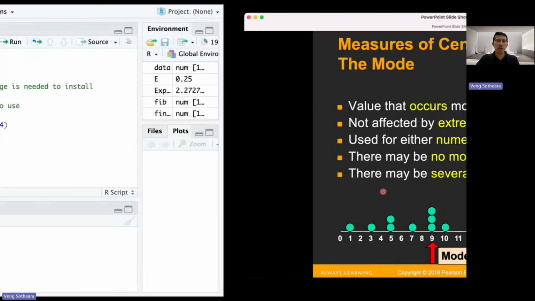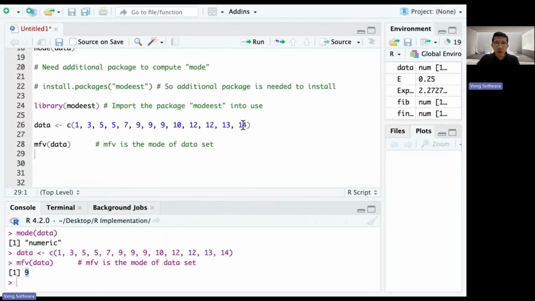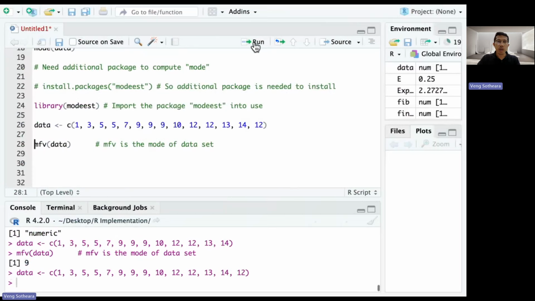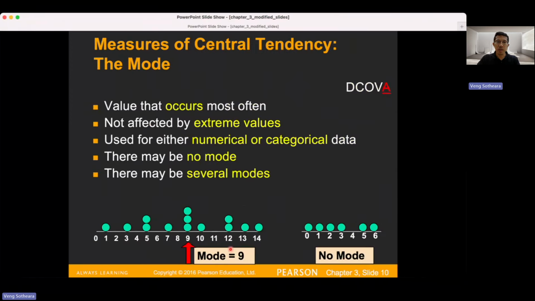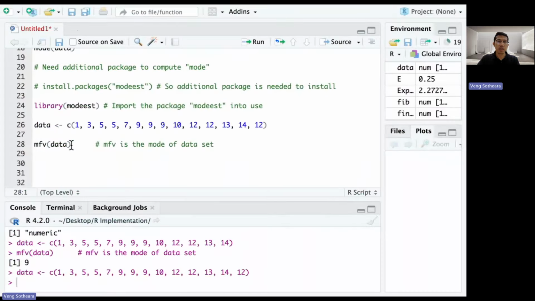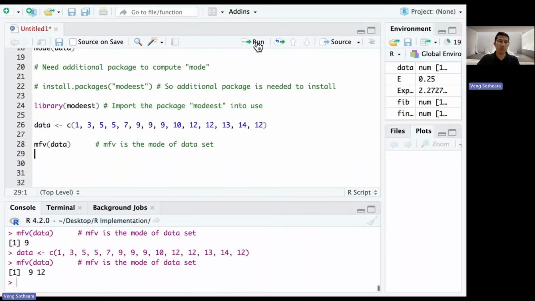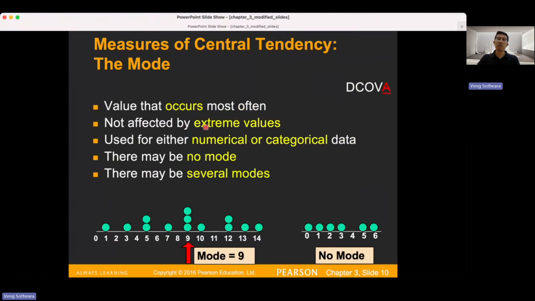So if I add one more 12 to our data set, I expect to get 2 modes, right? 9 and 12. So let's see. After updating the data, I run MFV of data again. See, I get 2 values, 9 and 12 as the mode. So this is the way to use R to deal with computation related to central tendency measures.